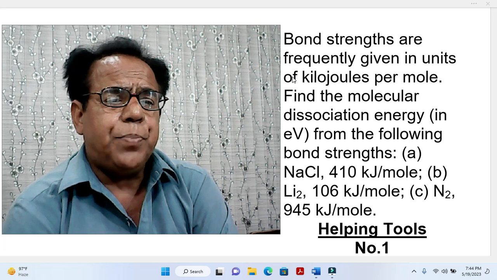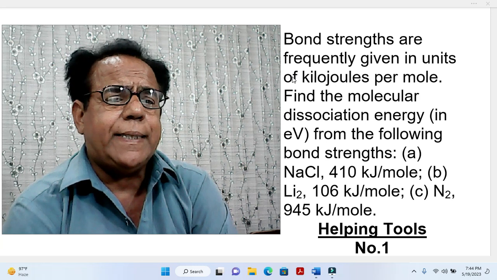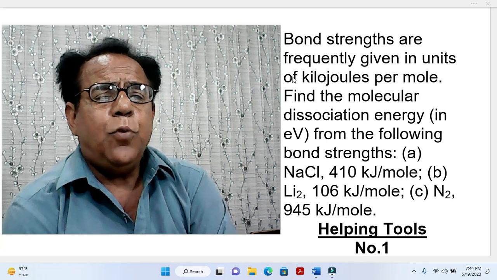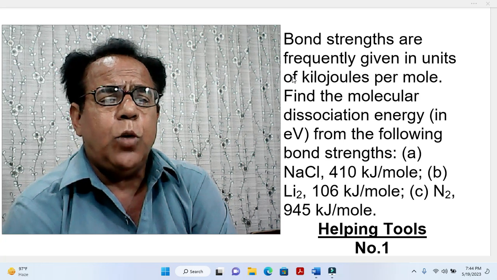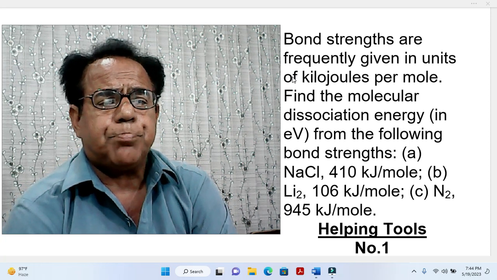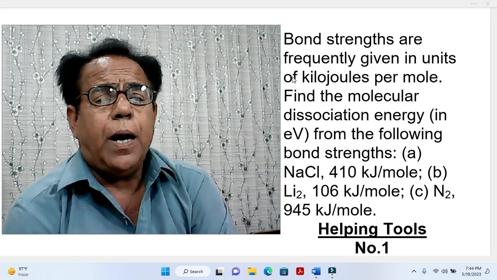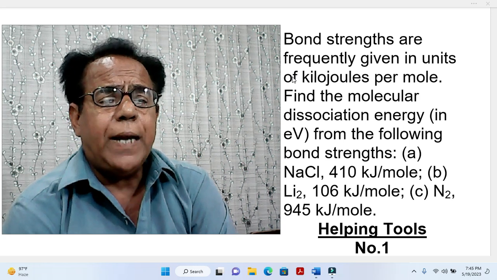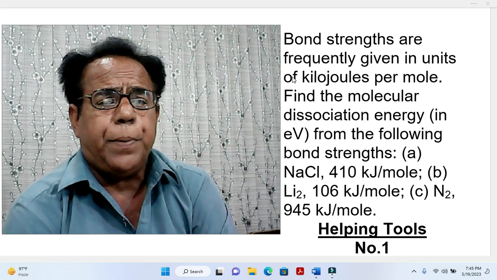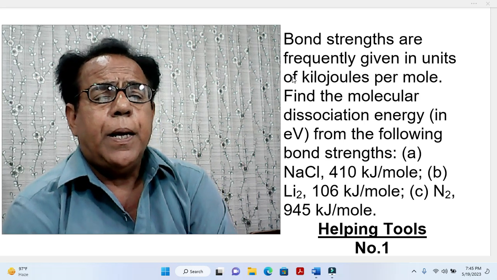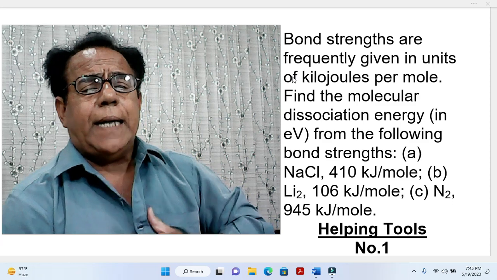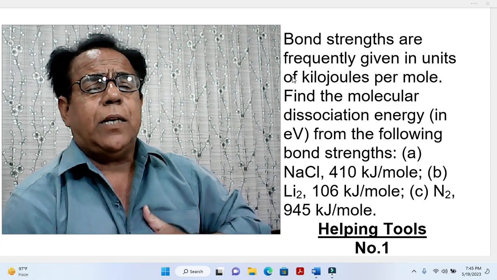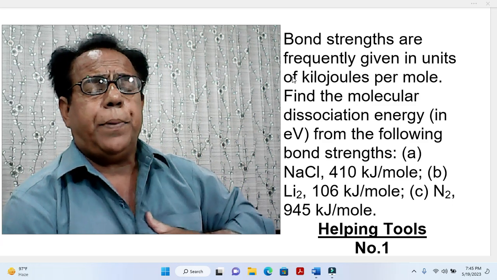Part A, sodium chloride NaCl, 410 kilojoule per mole. Part B, lithium Li2, 106 kilojoule per mole. Part C, nitrogen, 945 kilojoule per mole.